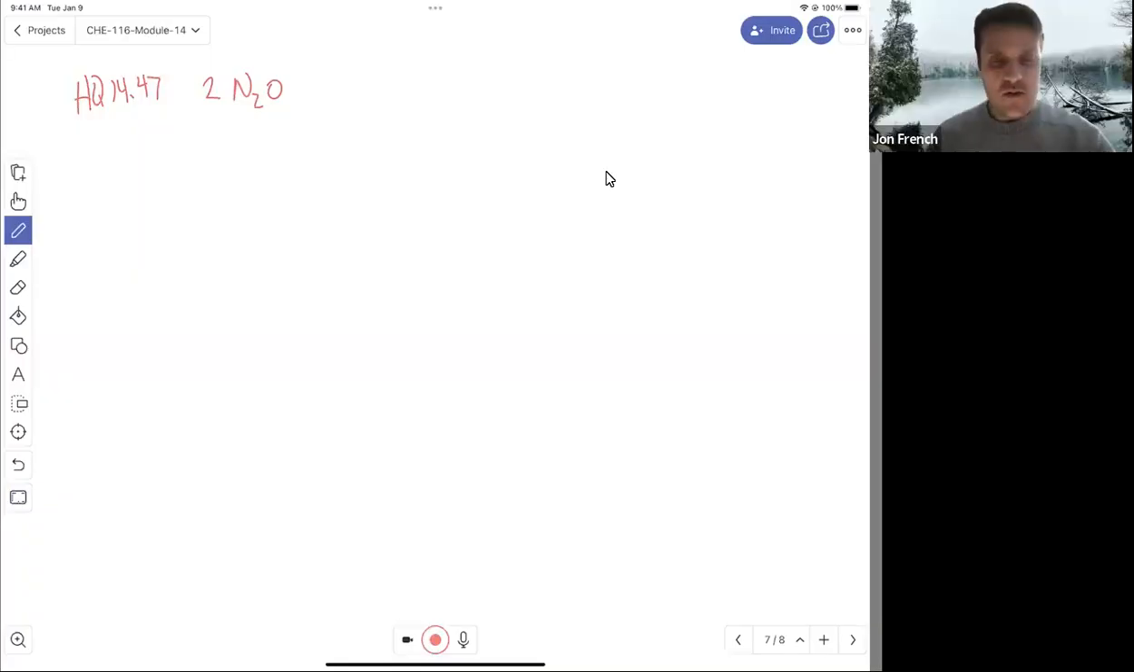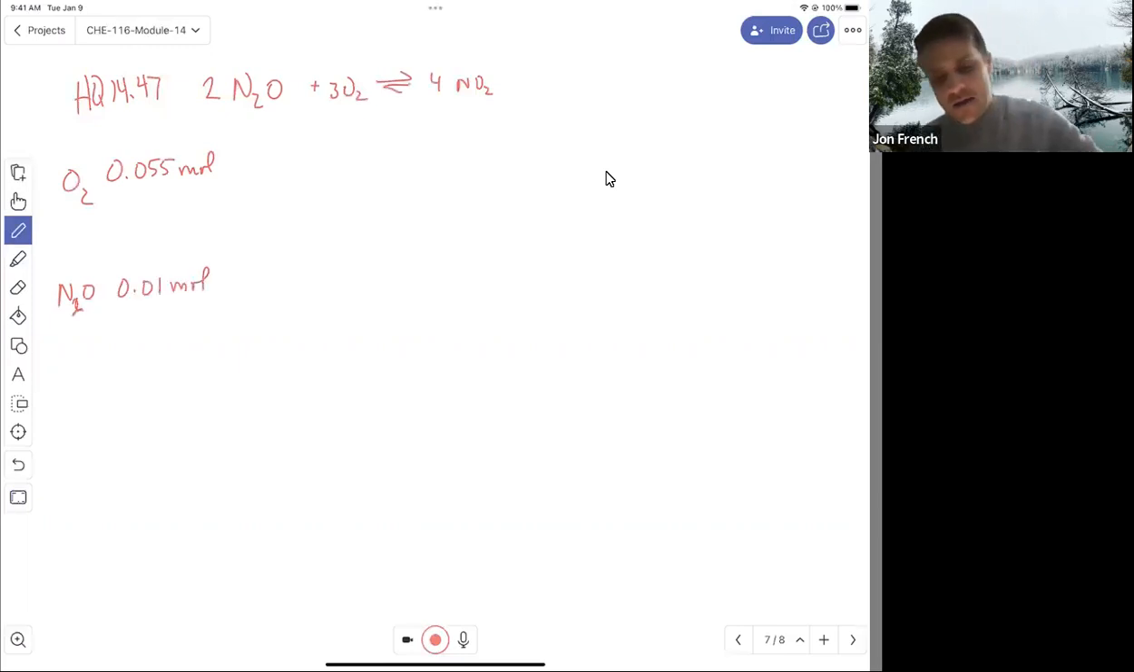All right, we've got 2 molecules of nitrous oxide react with 3 molecules of oxygen, and that's going to produce 4 molecules of nitrogen dioxide. And they tell us we've got 0.055 moles of oxygen, and the N2O, we have 0.01 moles of that. And this is all in a 500 milliliter flask.